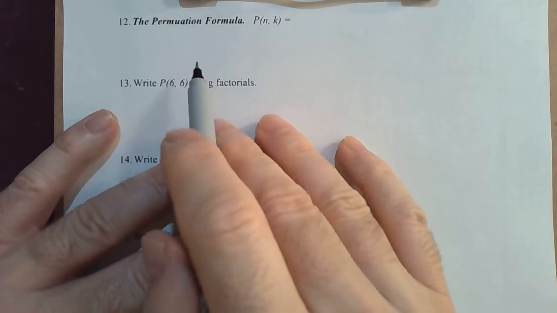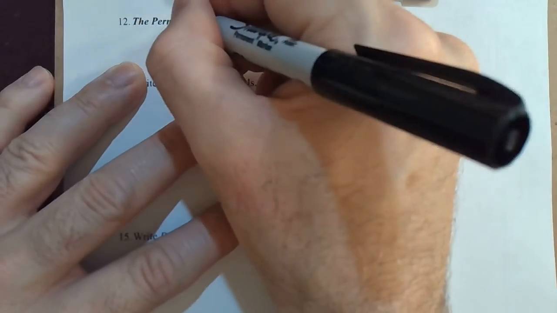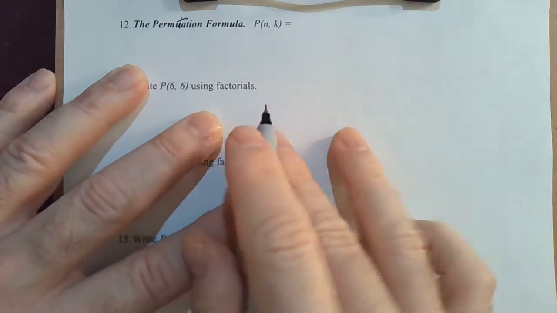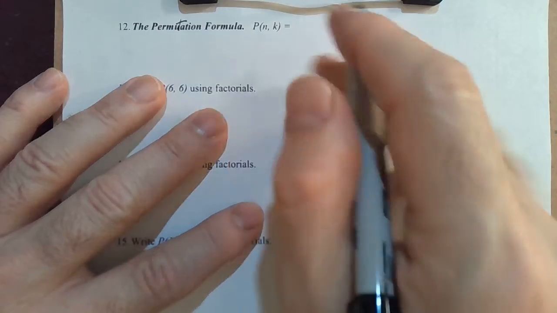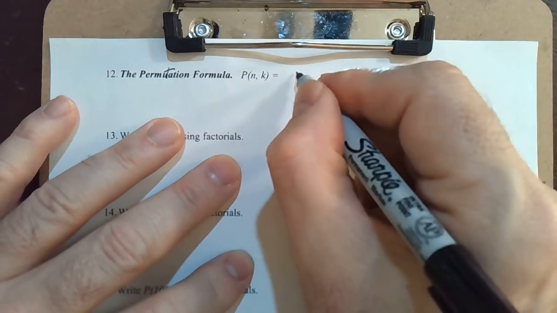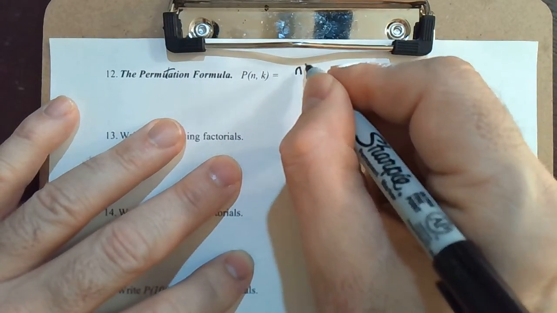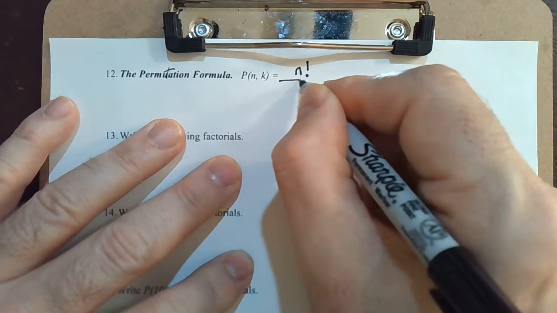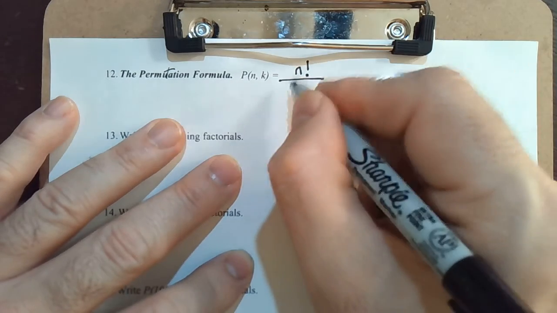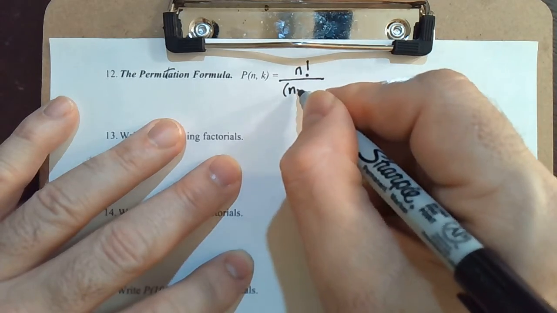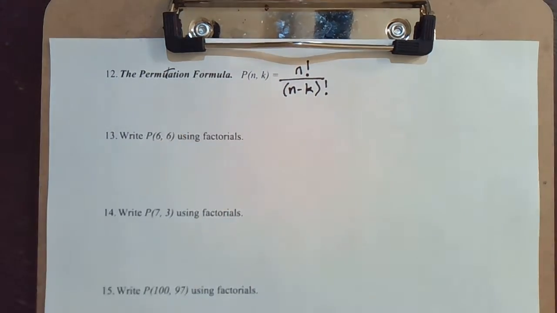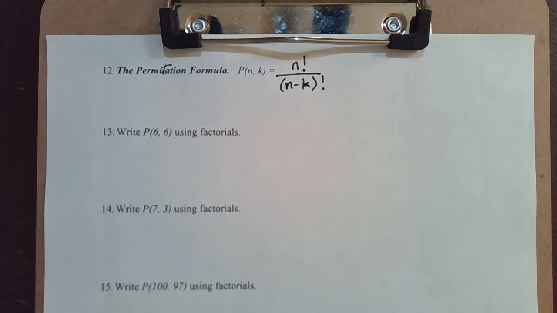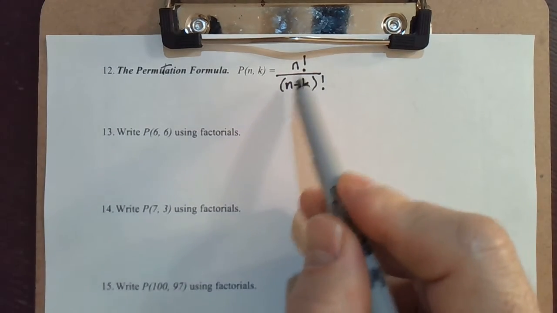Okay, well here's the formal permutation formula. P, the permutation of n things taken k at a time, is equal to n factorial on top, and not k factorial on the bottom, but n minus k factorial on the bottom. So we're going to use that. I normally don't use this form.